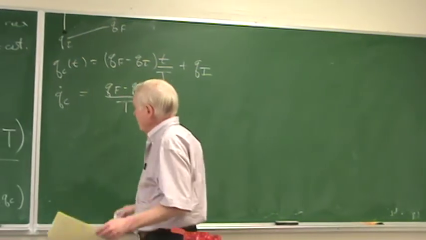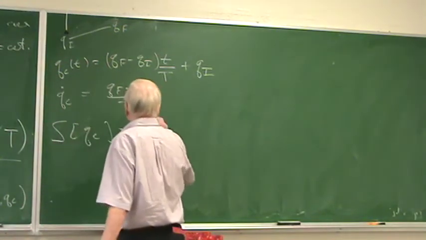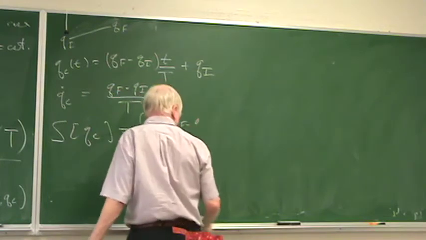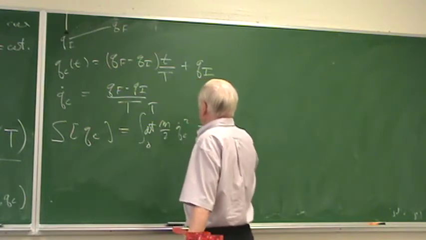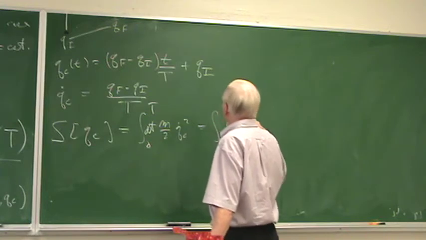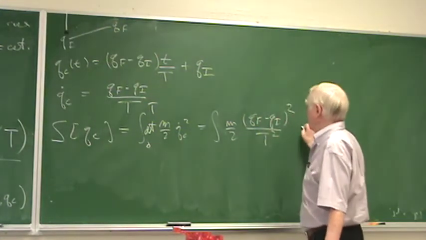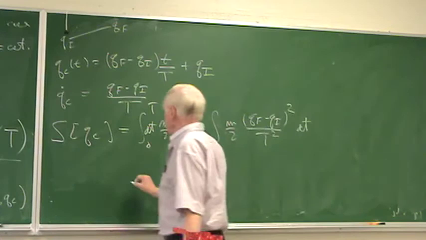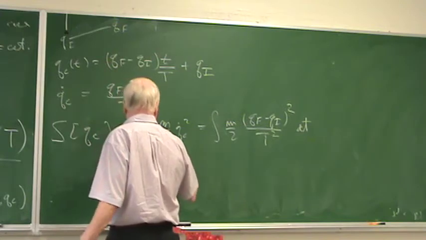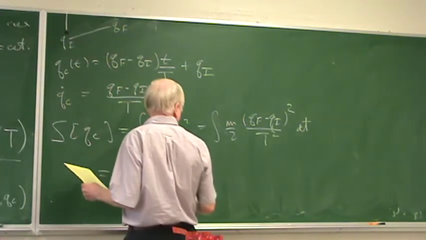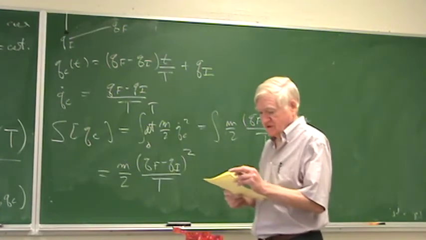And so the classical action is an integral from 0 to T dt of M over 2 q classical dot squared. So this is an integral of M over 2 (qf minus qi) squared over T squared dt, and so the answer is M over 2 (qf minus qi) squared over T. Let me just check that that's right. Yes, okay.